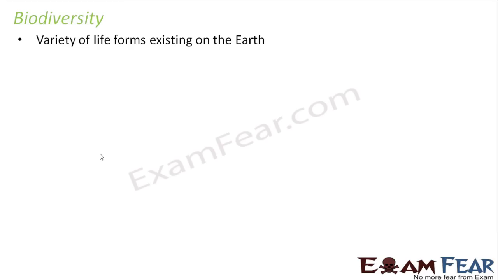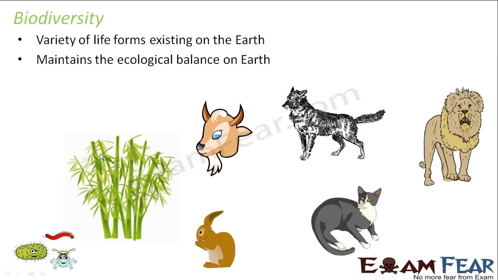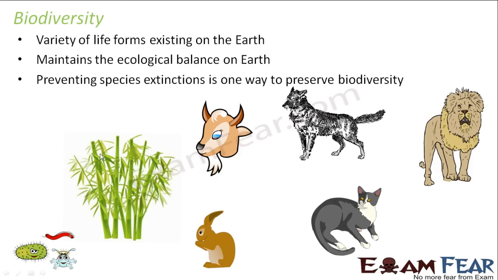Let us see. So as I said, biodiversity means the variety of life forms existing on earth. So we are going to study the entire variety. But we will have to find a way to study it, because the variety is huge. So why do we have this biodiversity? To maintain ecological balance on earth, because each living organism existing on this earth depends on one another for their survival, and that is why it is very important to preserve biodiversity.